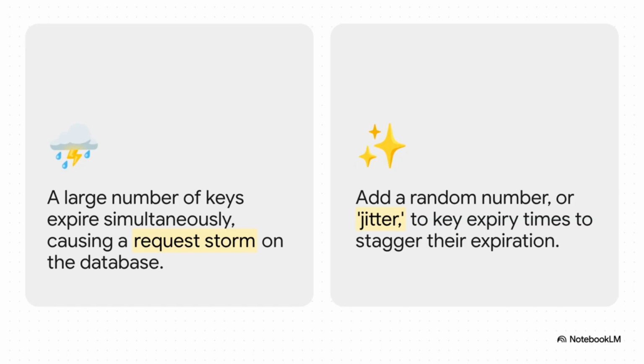Okay, so how do you stop a stampede? Well, the solution is actually pretty elegant and surprisingly simple. It's called jitter. Instead of setting every key to expire in, say, exactly 1 hour, you add a little bit of randomness. So one key might expire in 59 minutes, another in 61, another in 60 minutes and 30 seconds. This tiny change staggers the expirations. It breaks up the herd. And just like that, your catastrophic flood becomes a calm, manageable trickle again.